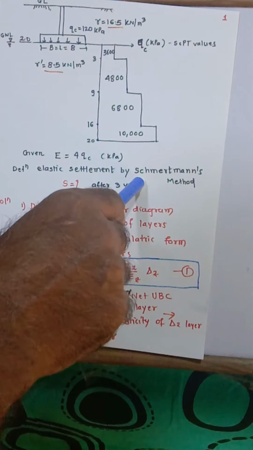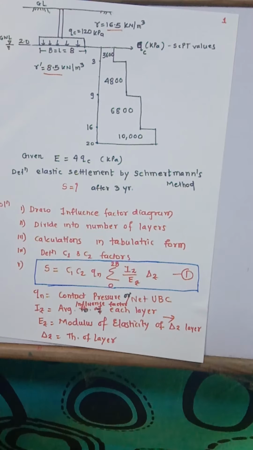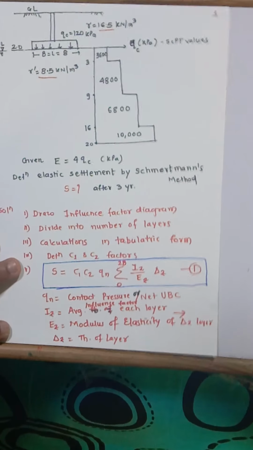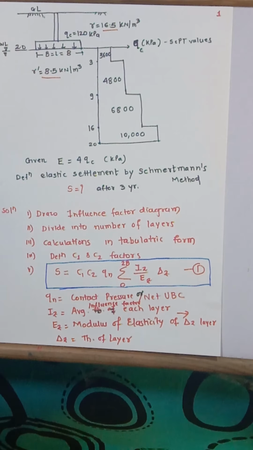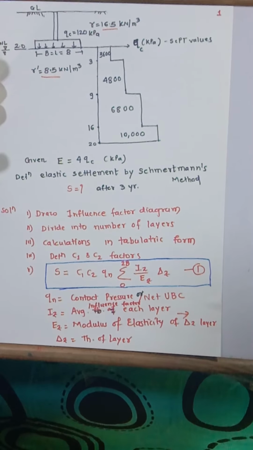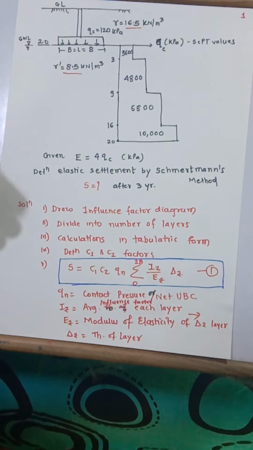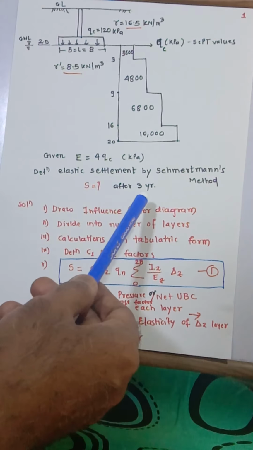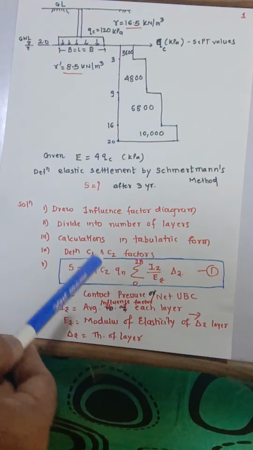Here one more thing is given, which is the time, that is 3 years. Elastic settlement, though we say it is an immediate settlement, also gradually increases, and the curve becomes asymptotic after the passage of time. So if we calculate this value after 3 years, then the elastic settlement is slightly increased. This effect is taken into account in the expression.